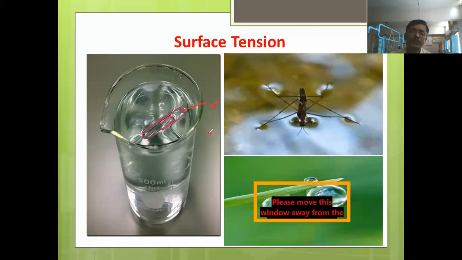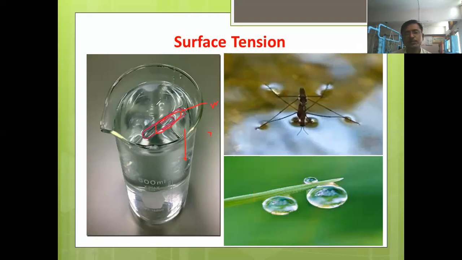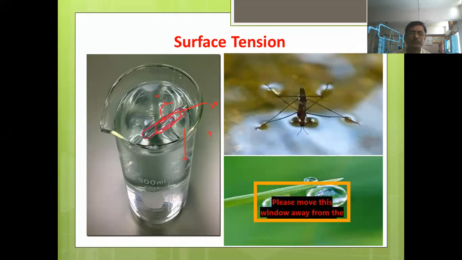If any object has a specific gravity more than water, then it should sink, but this pin is floating on the surface of the water. While putting this pin on the surface of water, care has been taken not to disturb the surface much, and it has been put smoothly on the surface, and it is floating on the water. The reason behind this floating of the pin is the surface tension.